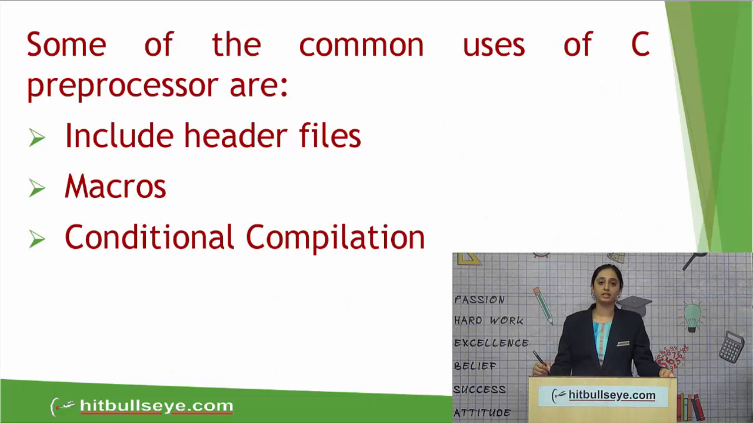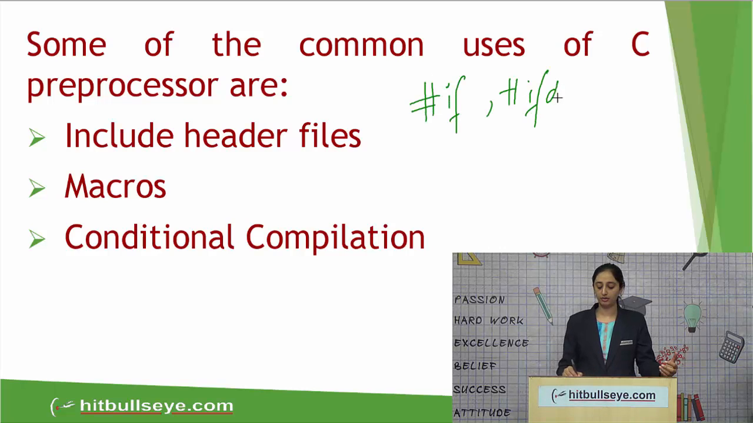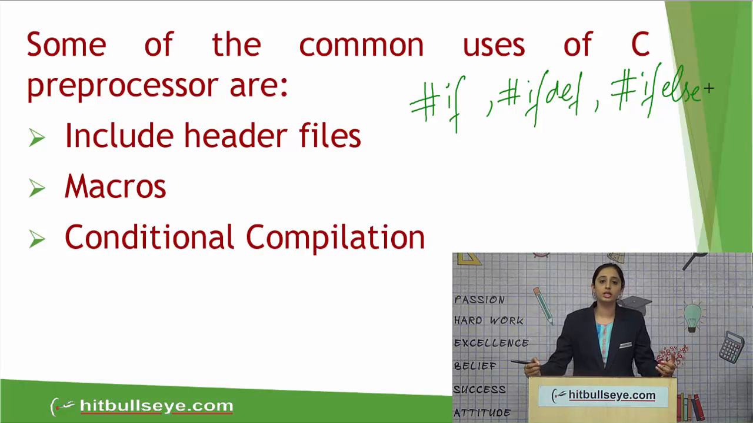Conditional compilation. You can instruct the preprocessor whether to use that chunk of code or not. So for example, we can say we have hash if define, hash if, else code. So what is the basic difference between the if and else statement and these conditionals? The if and else statement is used for testing during the execution of the program whether to use this set of code or not, whereas these conditionals are used before the execution of the program to decide whether to use these chunks of code or not.